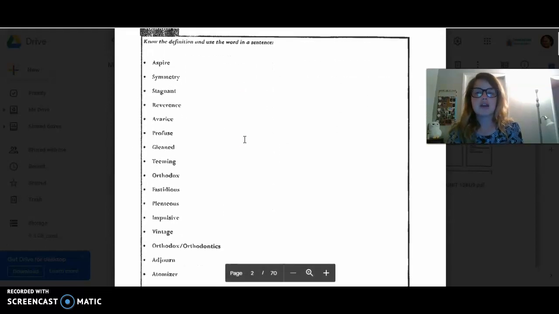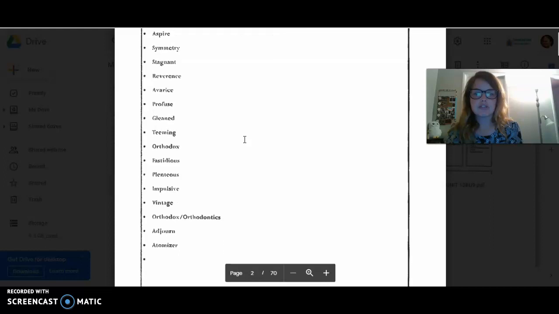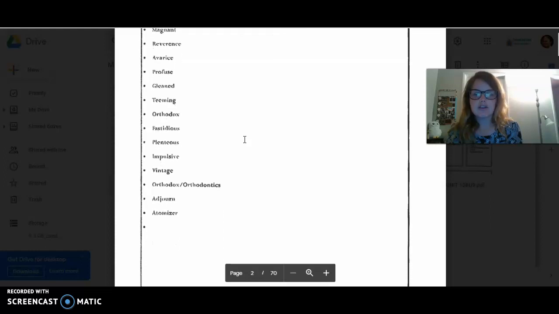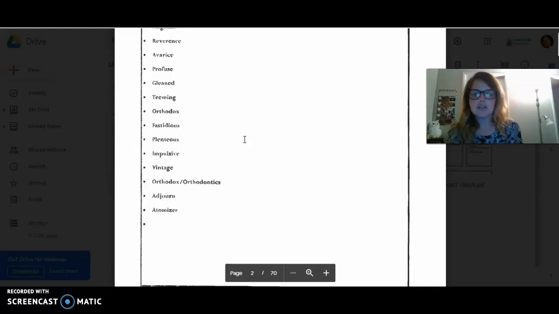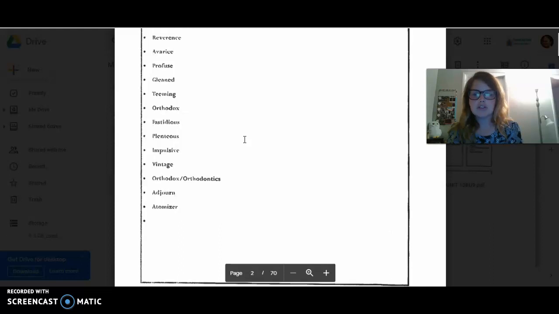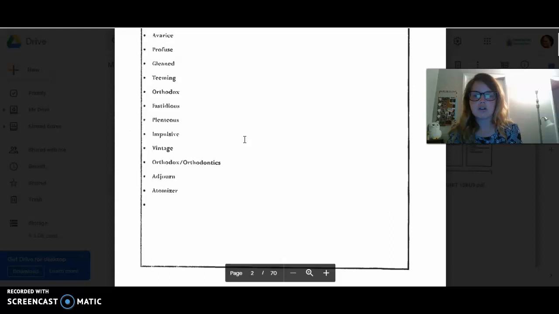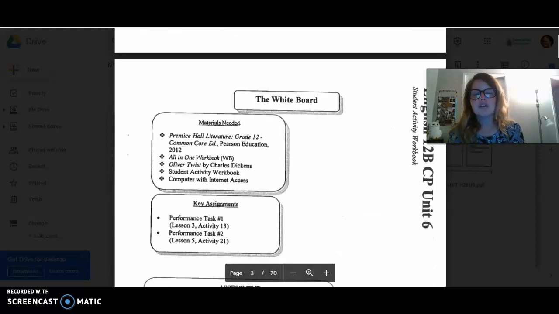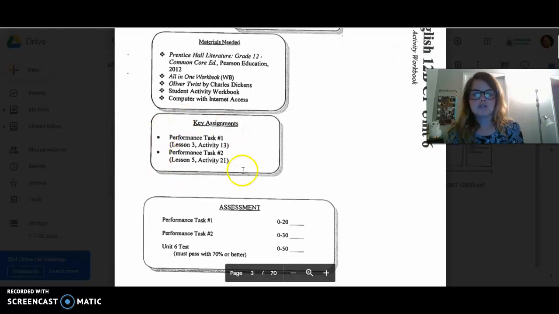Vocab, we have aspire, symmetry, stagnant, reverence, avarice, profuse, gleaned, teeming, orthodox, fastidious, plenteous, impulsive, vintage, orthodontics, adjourn, and then atomizer.